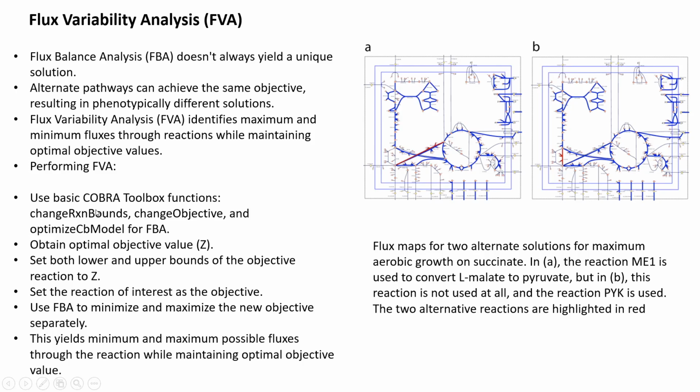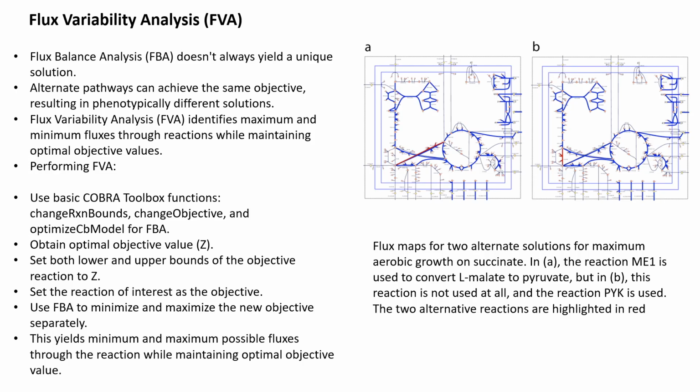So there are different functions defined inside this Cobra toolbox. You can change your reaction bounds using this. You can set your objective function, your optimizing model, everything for the FBA. Now, after you have all the toolboxes, you obtain an optimal objective value for your cost function, or your Z, and you set upper and lower bounds of this objective reaction to Z.